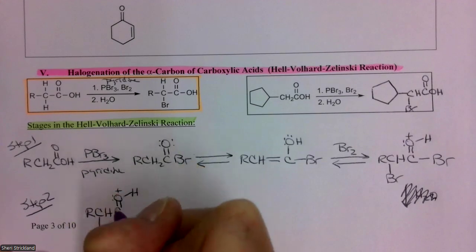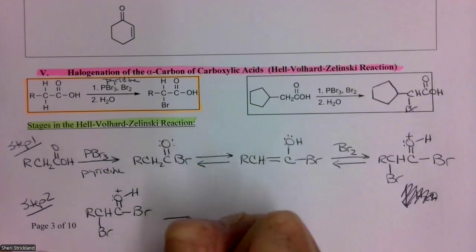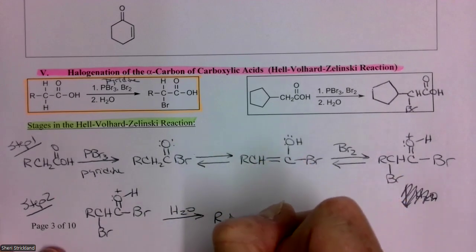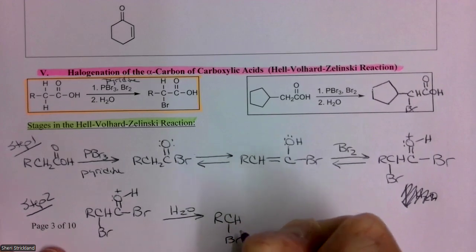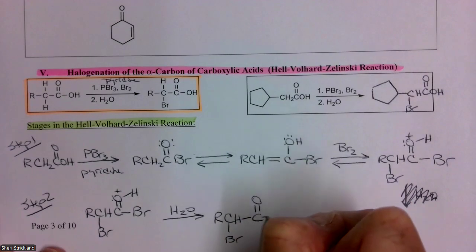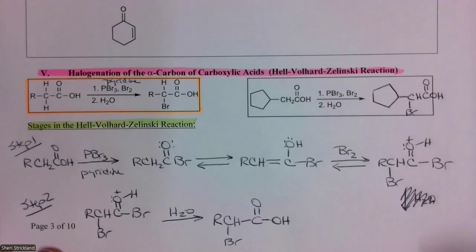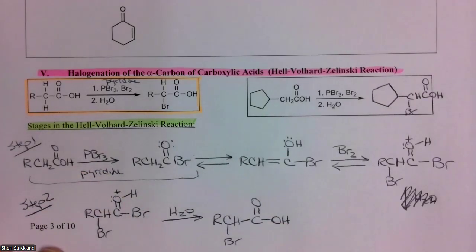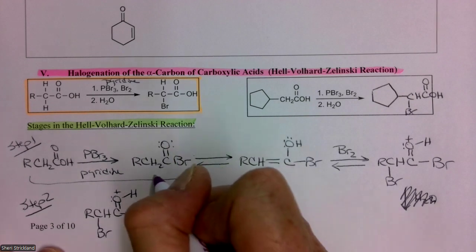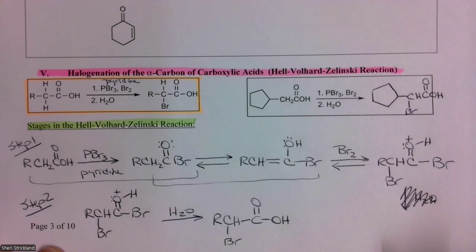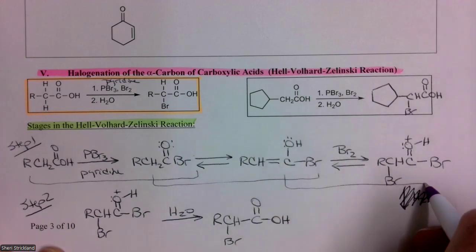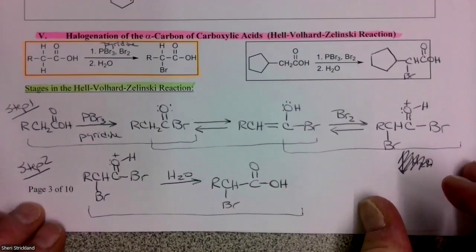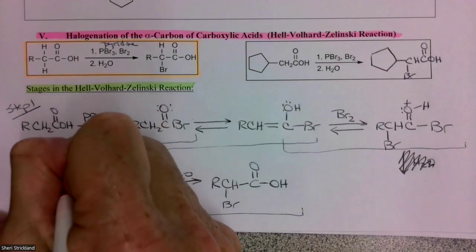All right, so just redrawing the same compound. Mix it with some water. The mechanism will take it back down to the carboxylic acid. And so, like I said, you could work through this mechanism if you like, but you've done this. You know, this is activation of the carboxylic acid. This is tautomerization. This is electrophilic addition. And then this is hydrolysis of an acyl halide. Okay, so let's just write that in.